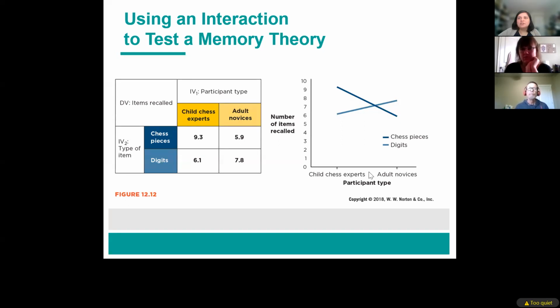Okay, what about adult novices? Among the adult novices group, the number of items recalled for digits was higher than chess pieces. So for older adults, we might need to remember more numbers when it comes to phone numbers and things like that, even though Rick and I probably had to remember phone numbers. I don't know if the rest of you had to, because you can just dial it on your phone. So adult novices weren't experts on chess pieces, so they probably had more practice with digits, so they recalled more digits than chess pieces. Does that make sense? So these two comparison points tell us that yes, children have a better memory when it comes to things they're experts in relative to adults.